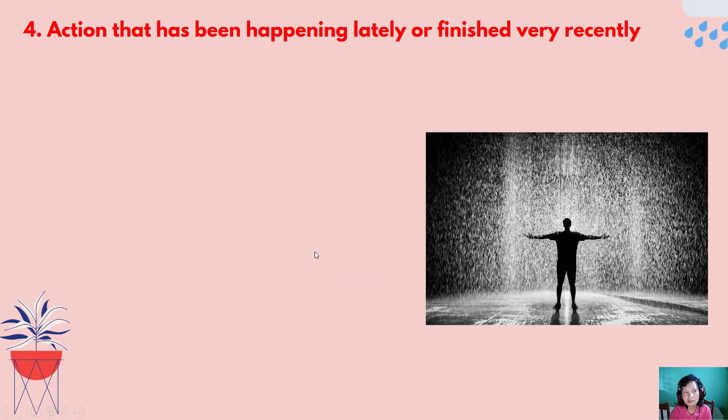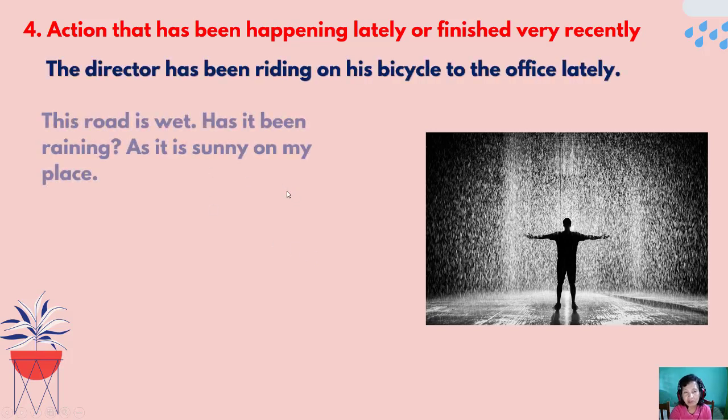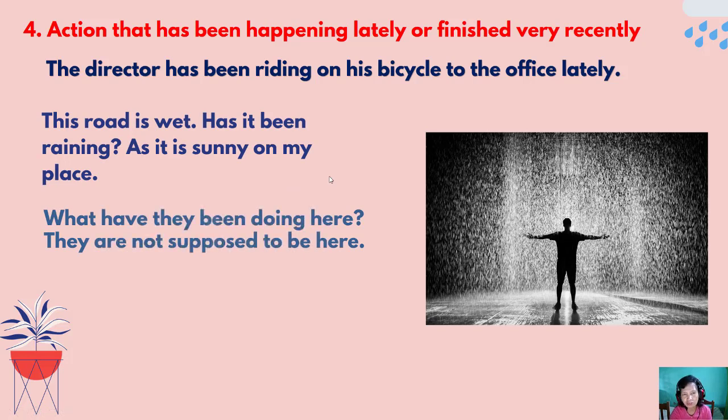And then the last is to show an action that has been happening lately or finished very recently. The director has been riding his bicycle to the office lately. He used to drive a car, but now perhaps he just thinks about his health, so he tries riding his bicycle. So lately, the director has been riding his bicycle to the office. Still happening, of course.